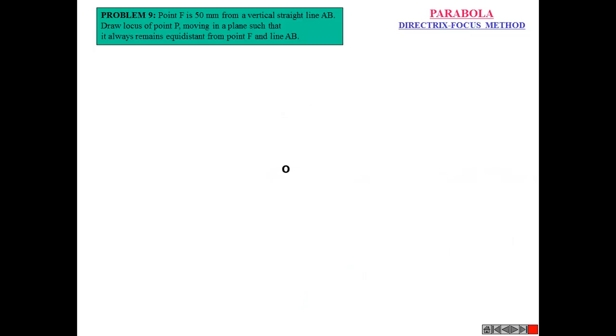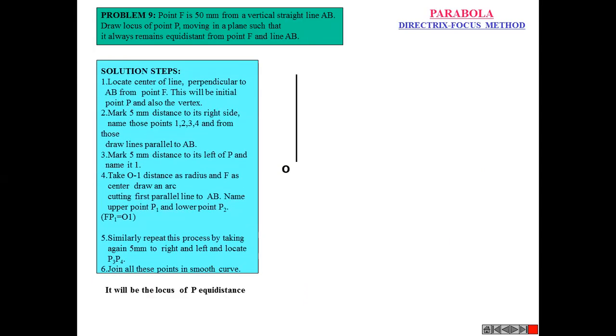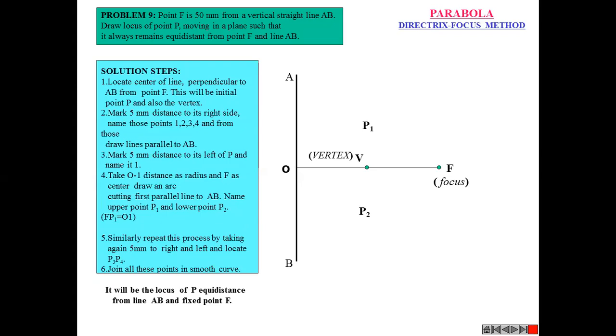Then we saw parabola with the directrix focus method like this. We got the focus, and the vertex will be at the center of the line joining directrix and focus. Then we divided.